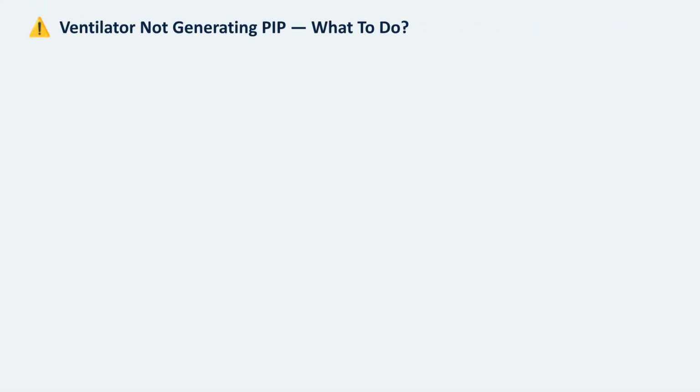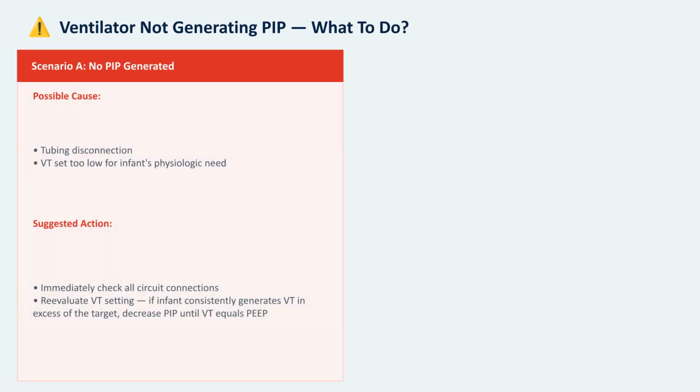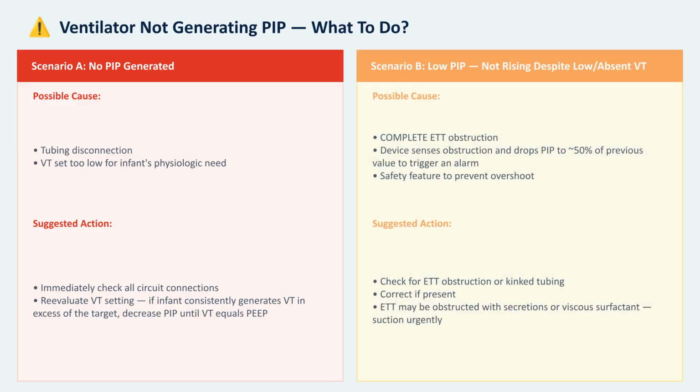If the ventilator is not generating peak inspiratory pressure, or PIP, consider scenario A, no PIP generated, usually caused by tubing disconnection or a VT set too low. Immediately check all circuit connections and reevaluate the VT setting. For scenario B, low PIP not rising, suspect a complete ETT obstruction. Check for ETT obstruction, kinked tubing, or secretions requiring urgent suction. Never adjust ventilator settings without first auscultating and inspecting the circuit.